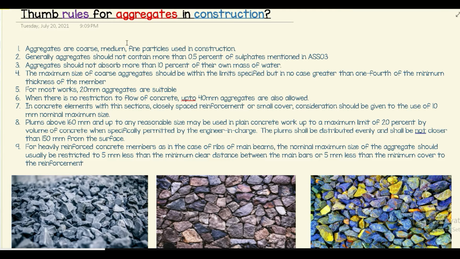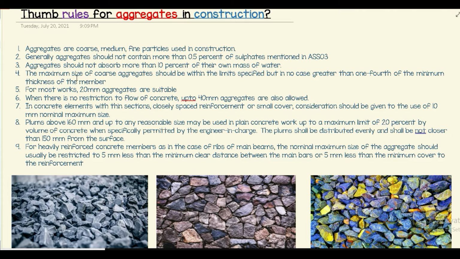At number four, it says that the maximum size of coarse aggregates should be within the limits specified, but in no case greater than 1/4 of the minimum thickness of the member. So for example, if we have a column of 9 inches by 9 inches, 1/4 of 9 inches would be around 2.25 inches. It means that the maximum size of the coarse aggregate should not be more than 2.25 inches, all right, which is 1/4 of the minimum thickness of the member. So not more than 2.25 inches.